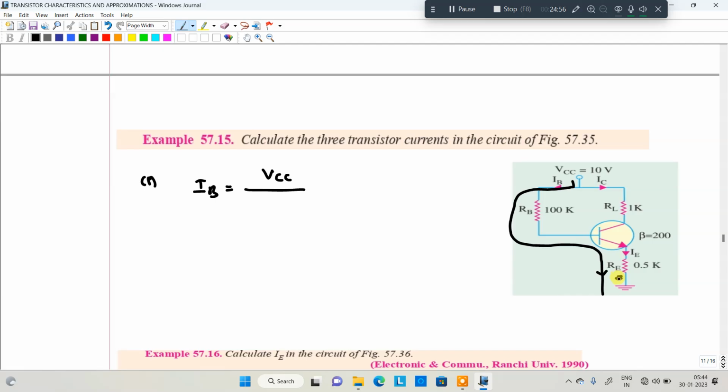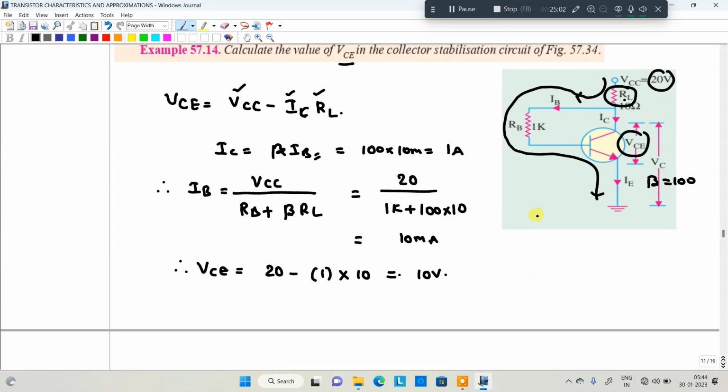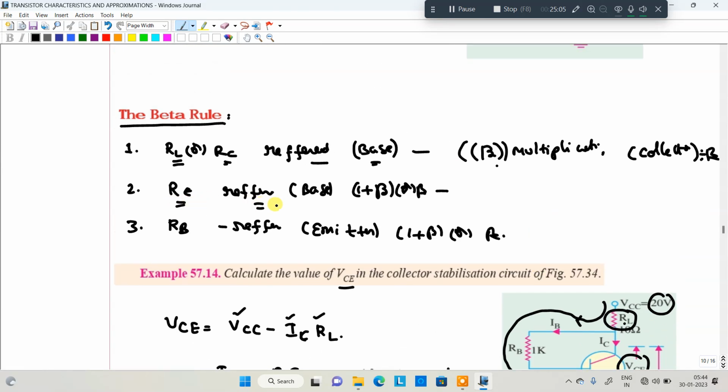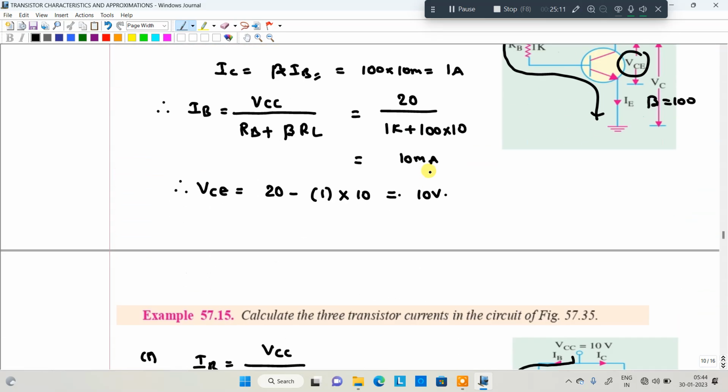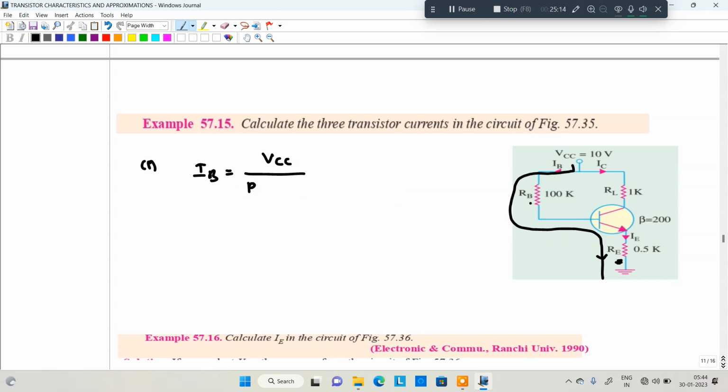If your RE is referred to the base circuit, what do we have to do here? RE referred to the base circuit, you can multiply with 1 plus beta or beta, based on the approximation you have considered. So in this particular case, RB plus beta into RE. So I can write 10 divided by 100k plus beta, which is given as 200, into 0.5k. That will be equivalent to 0.5 milliamperes is the answer. That is the base current.